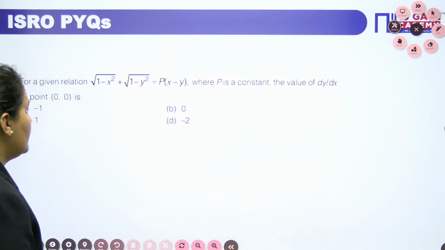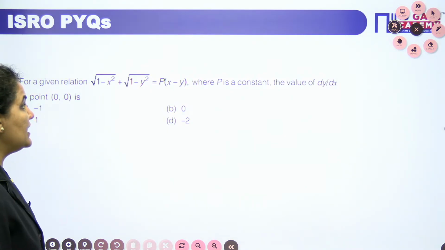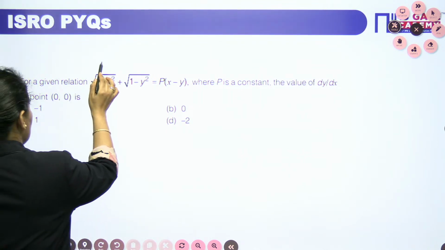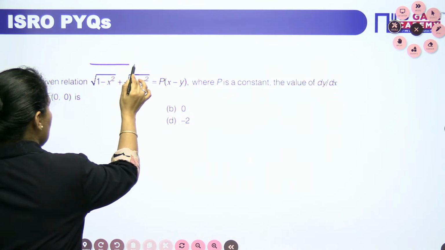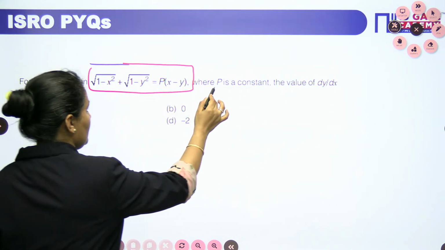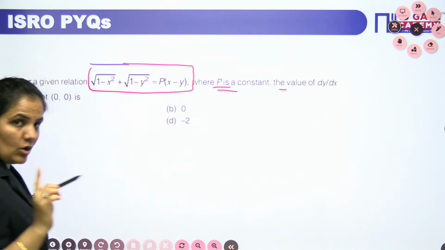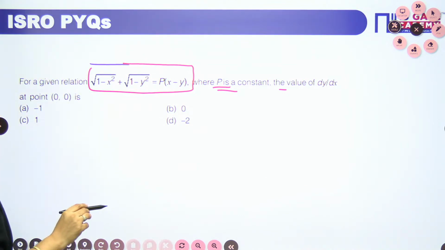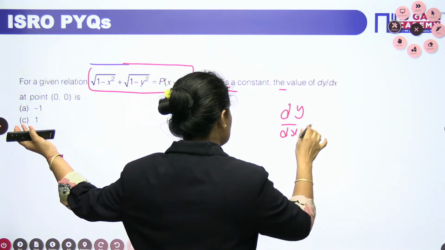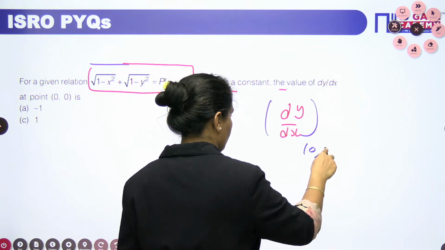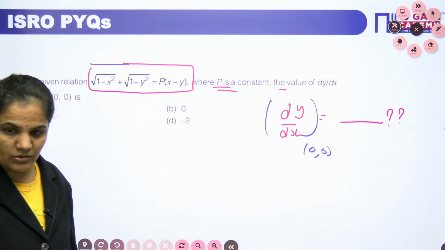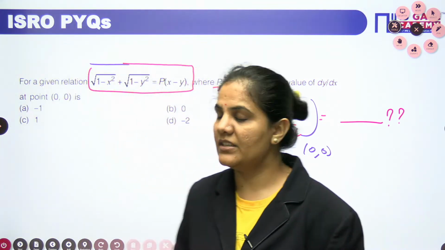All right. Let's go for the next question, which is asking about dy by dx. This is a question from differential equations. For a given relation, root of (1 minus x square) plus root of (1 minus y square) equals p times (x minus y), where p is a constant, we need to find out the value of dy by dx at which point? At 0, 0.